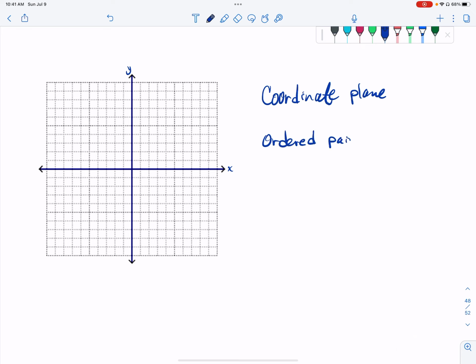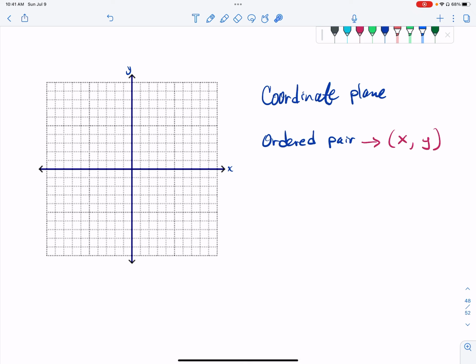It's called an ordered pair because you got two of them and it comes in a specific order, and that order is always alphabetical, x first and then the y. And of course, the x coordinate tells you how to move left and right, and the y coordinate tells you how to move up and down.